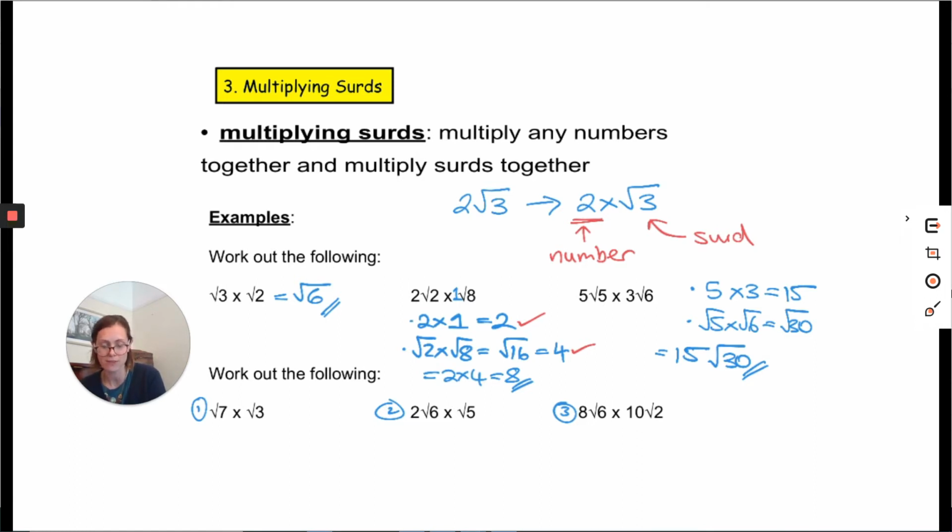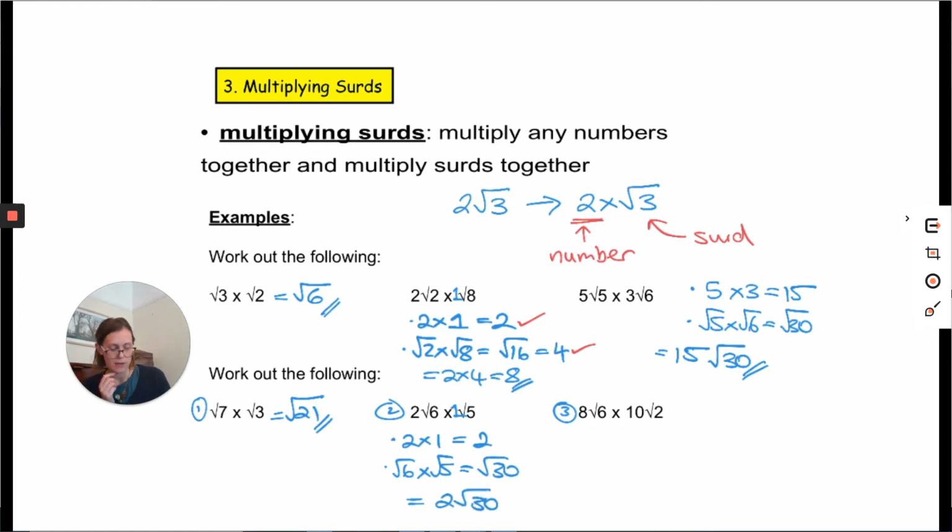Okay, welcome back. Let's have a look at these answers. So first one, root 7 times root 3. They're both surds. There's no numbers at the front, so we can just go straight into saying, well, that's root 21. And you're done. Question number 2. You put a 1 in front of here and say, right, the number times the number is 2 times 1, which is 2. And the surd times the surd is root 6 times root 5, which is root 30. So the answer here should be 2 root 30.